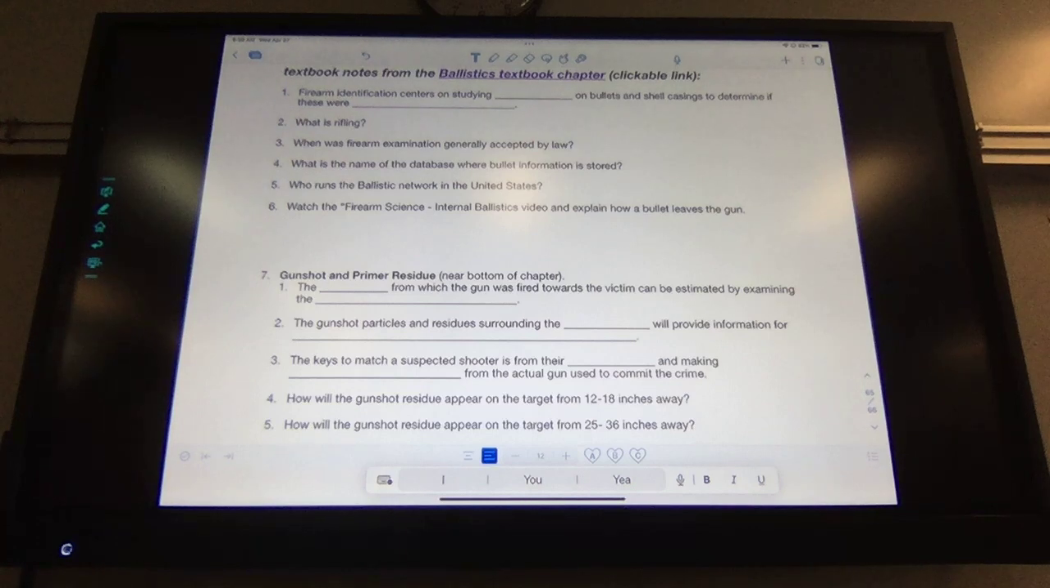All right, so now you can go to a lab table, and you are going to take a good look at it with the dissecting microscopes, get some good pictures.